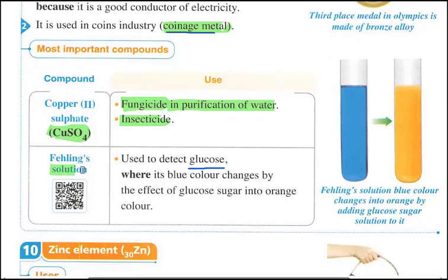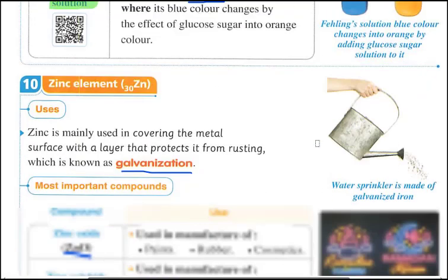Fehling's solution, sodium potassium tartrate with copper(II) sulfate, is used to detect glucose. It turns from blue color into orange color when glucose is added to it.